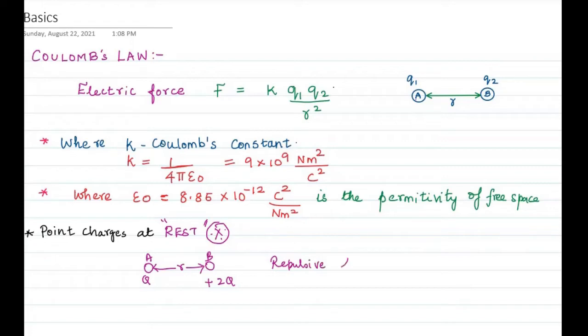So what is the magnitude of this repulsive force between the two charged bodies? That is the repulsive force experienced by A due to B and the repulsive force experienced by B due to A. A repels B and B repels A. So what is the repulsive force? We can find it out using Coulomb's formula: F is equal to K into Q1 Q2 divided by R square. With the help of this formula we can calculate the force between two charged bodies.